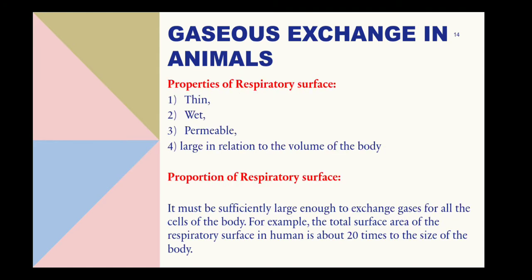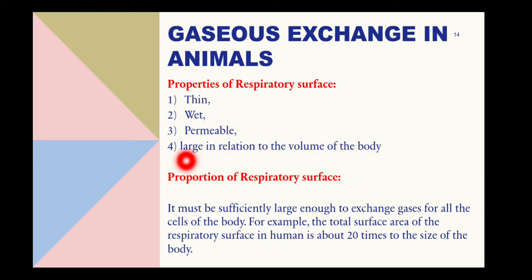Now, in order for animals to exchange gases, the respiratory surface should have certain properties, and if they don't have these properties, the exchange of gases would not be possible. So Allah has created them like this. They should be thin, they should be wet, permeable. Permeable means that they should allow the gaseous exchange through them. And their surface area should be large in relation to the volume of the body.